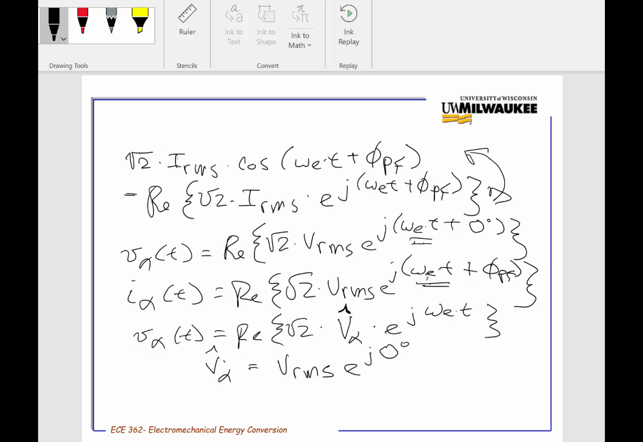So what we are able to do is pull out this phasor representation of the voltage, V RMS e^(j theta), and this is really the convention that we have decided to work with.